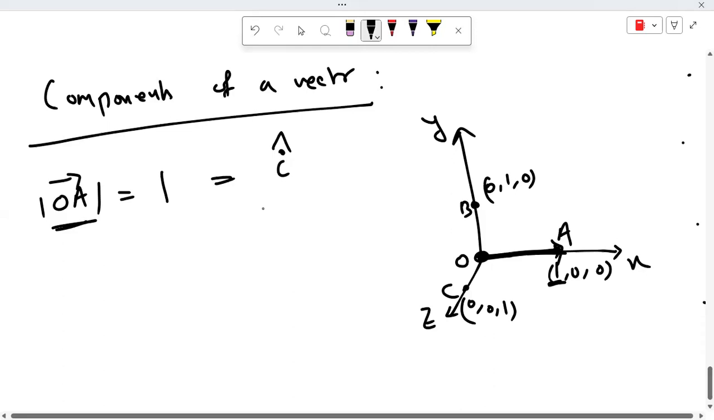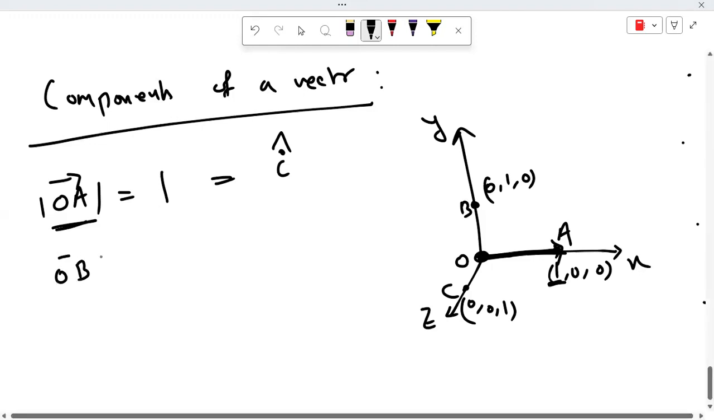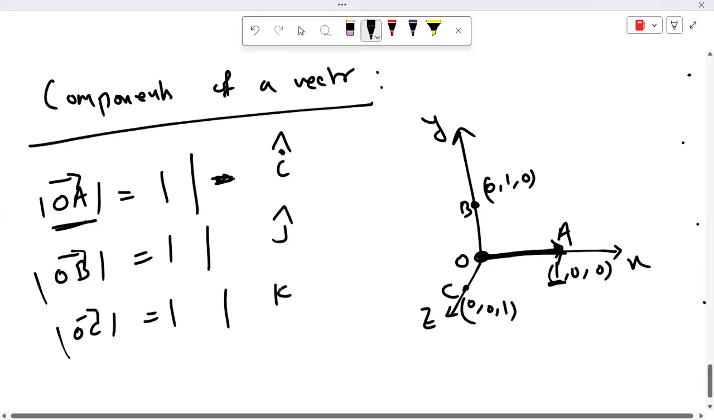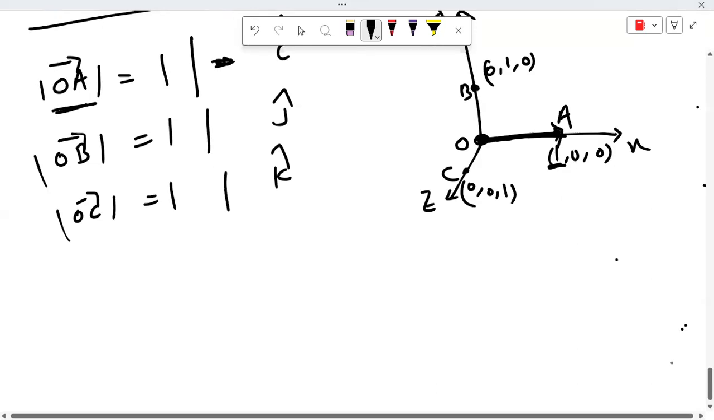Vector having direction of x-axis but magnitude of 1. Same with B vector, OB vector. Magnitude is 1 and this is known as J cap. And OC vector, magnitude is 1, it is known as K cap. Okay. Yes, sir.